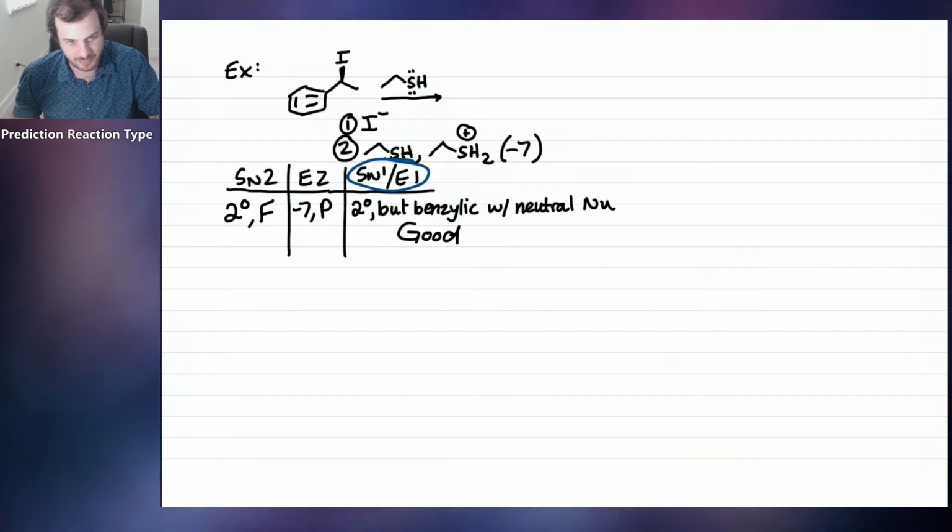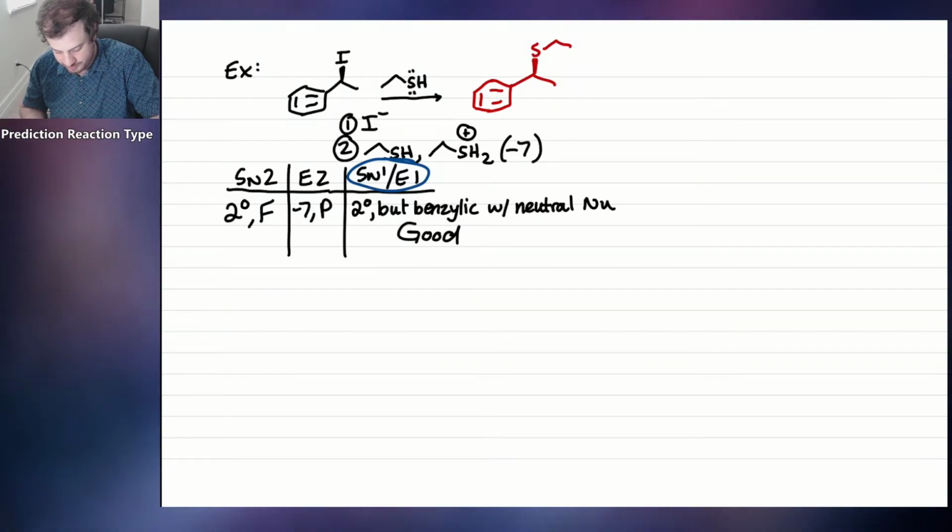A lot of times it's hard for SN1 to win because it never wins ties. SN1 loses ties to SN2 and E2. So we always get a nice cheer, a nice hurrah when the SN1 E1 column can win. The product of the reaction? Well, it's going to be the substitution product. Of course, it's going to be racemic. So we're going to have both stereoisomers present.